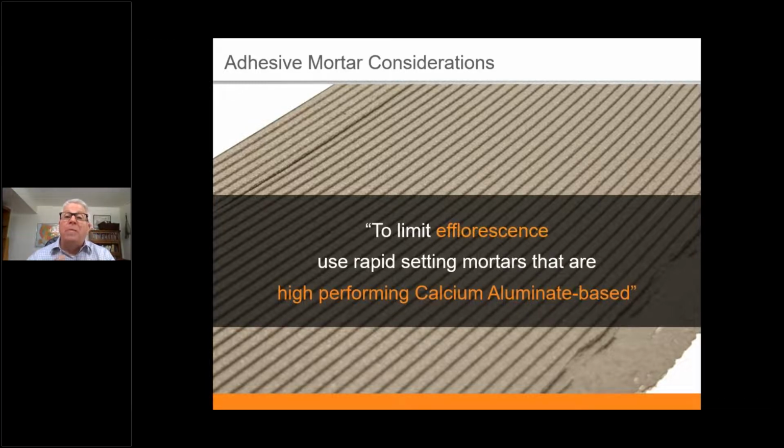Not only that, but they cure controlled, and they are going to get to a very high percentage of their cure in a very short amount of time, which means your protection time to allow that to cure can actually be lessened. So that might be a good consideration.